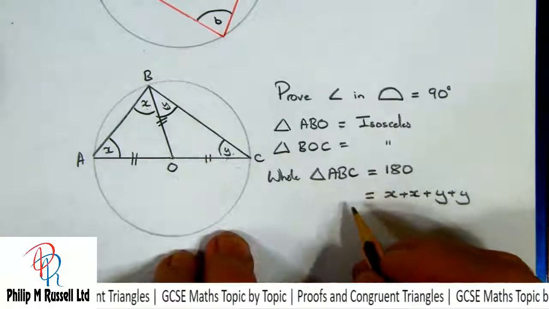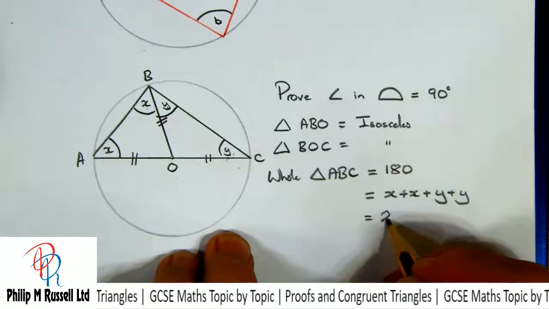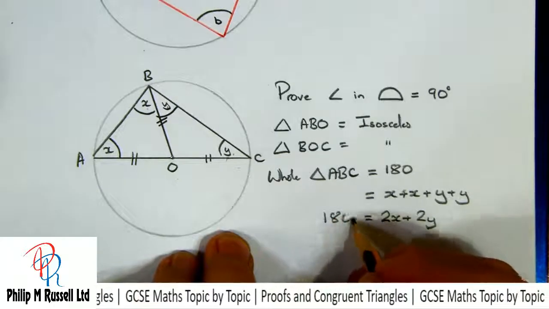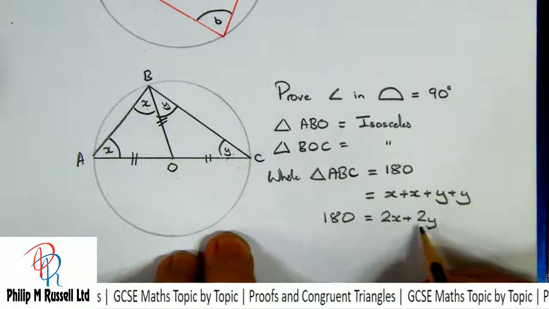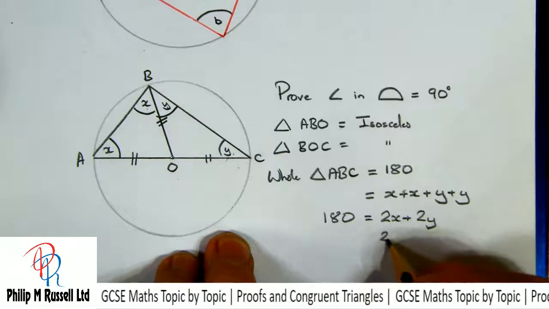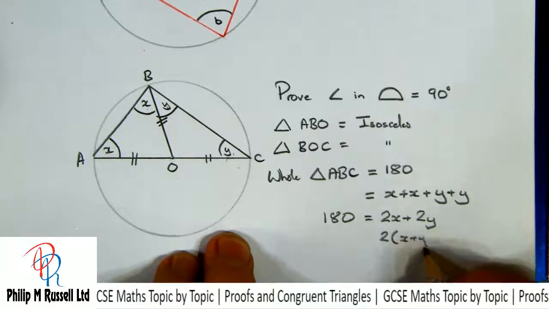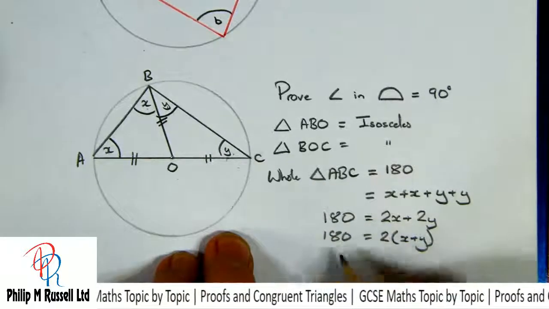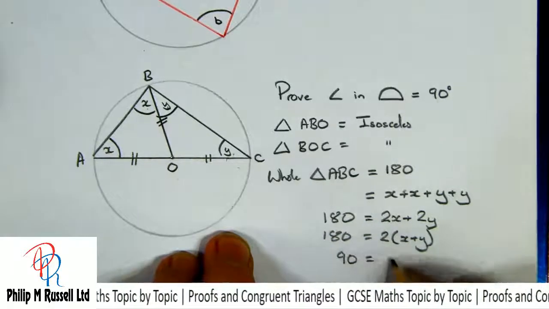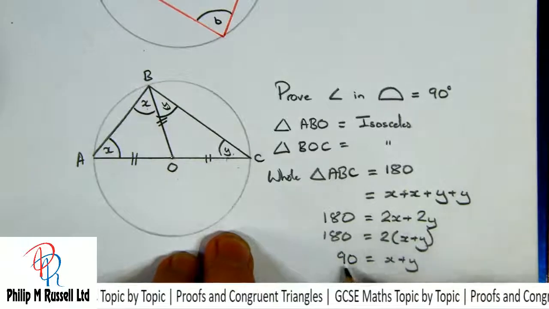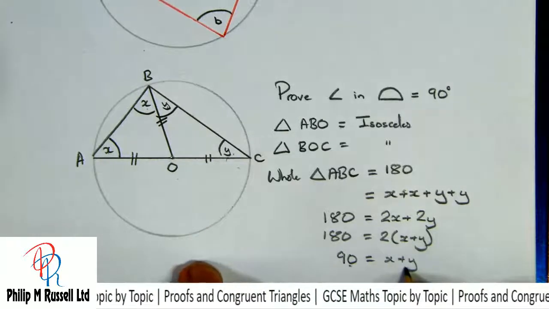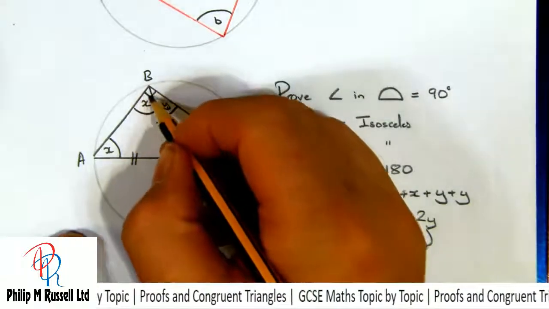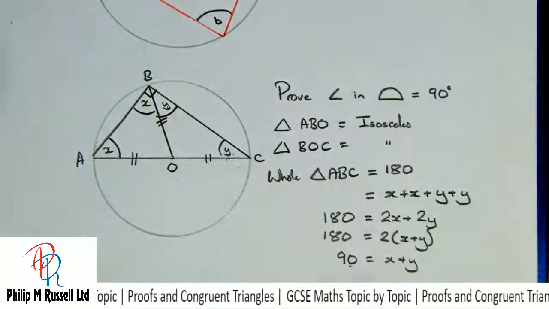So if those equal that, I know that 2x plus 2y equals 180 degrees. Therefore, if we divide both by 2, I can take out the 2 into x plus y if you like. Divide both by 2. 90 degrees is x plus y, and x plus y here is 90 degrees. And we're proved.